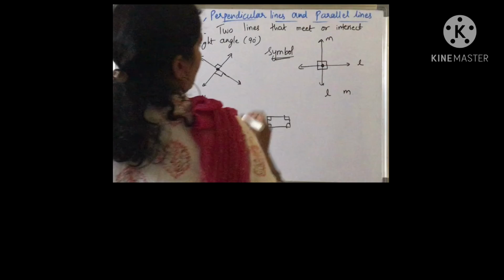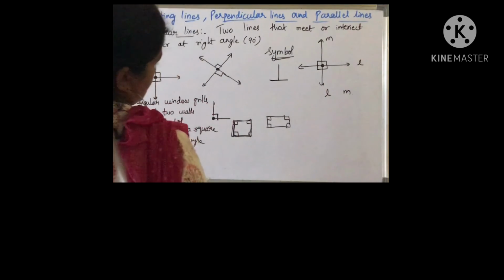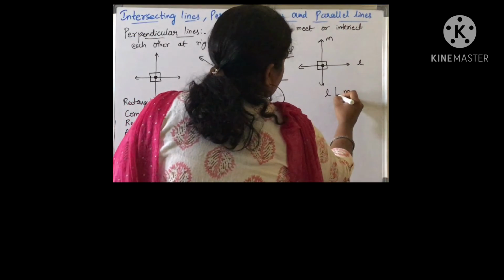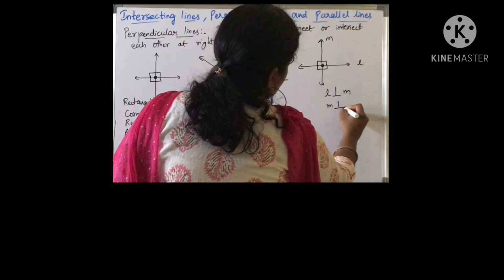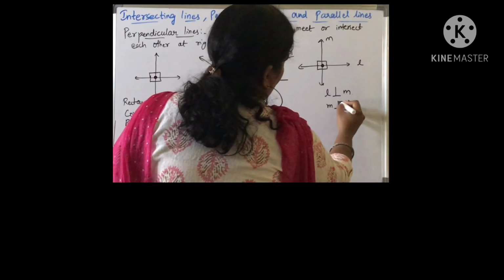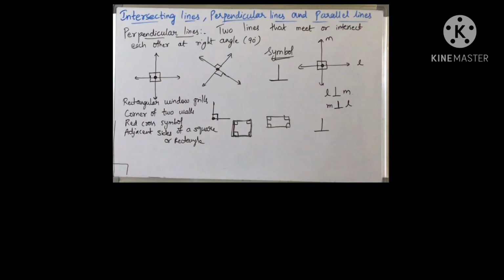Then what is the symbol? The symbol of the perpendicular lines is a reverse T. Okay, so here L is perpendicular to M. If L is perpendicular to M, we can also say M is also perpendicular to L. So the symbol for perpendicular lines is a reverse T.